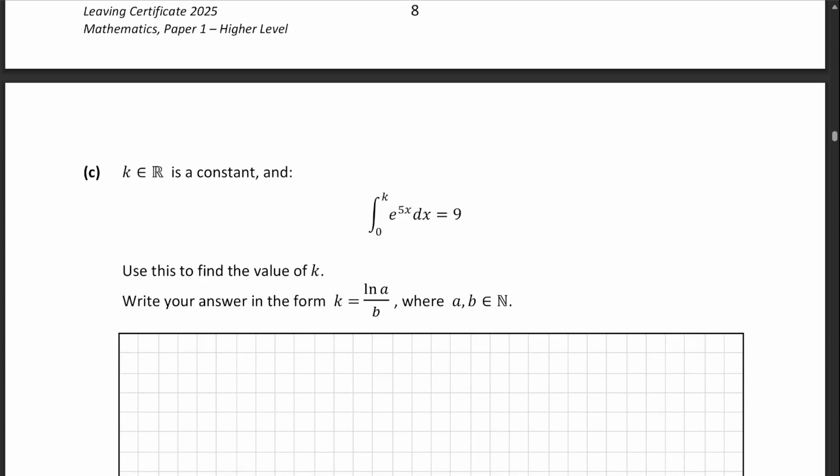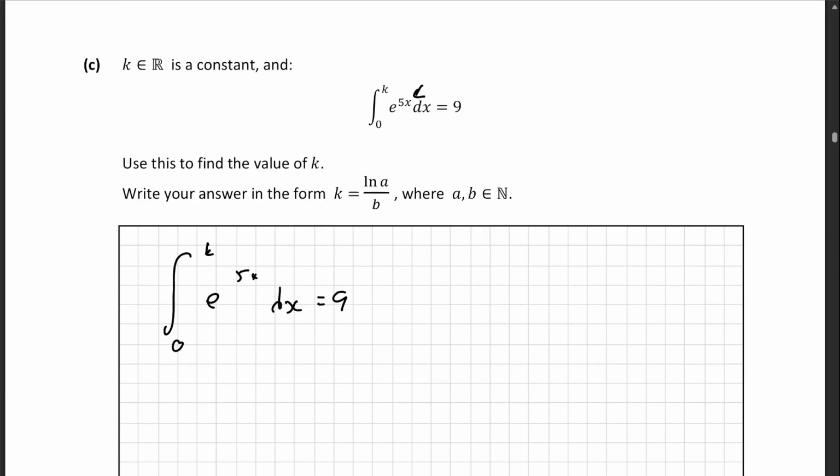Okay, k is a real constant, and that's true. Use this to find the value of k. So the integral between 0 and k of e to the 5x dx equals 9. Please put spaces in there. Now that's going to imply that e to the 5x over 5 evaluated between 0 and k equals 9.